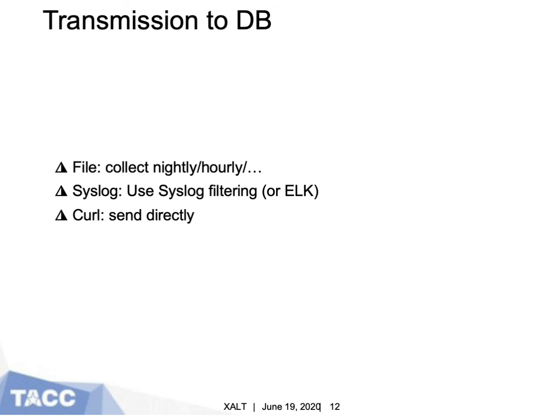Once we've got this data, these JSON records, we have to do something with them. There are 3 options currently available. One is to just generate a file, which can then be processed hourly or nightly. Or you can use syslog. You can send a syslog message, run it through syslogd, and collect the data through some rsyslog magic. Or you can use curl to send the JSON record to wherever you want to receive it.